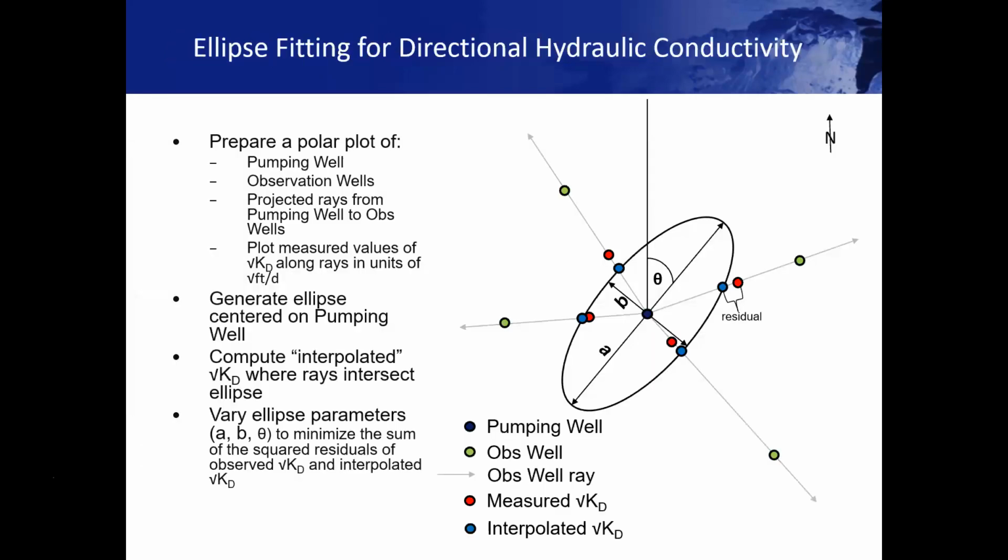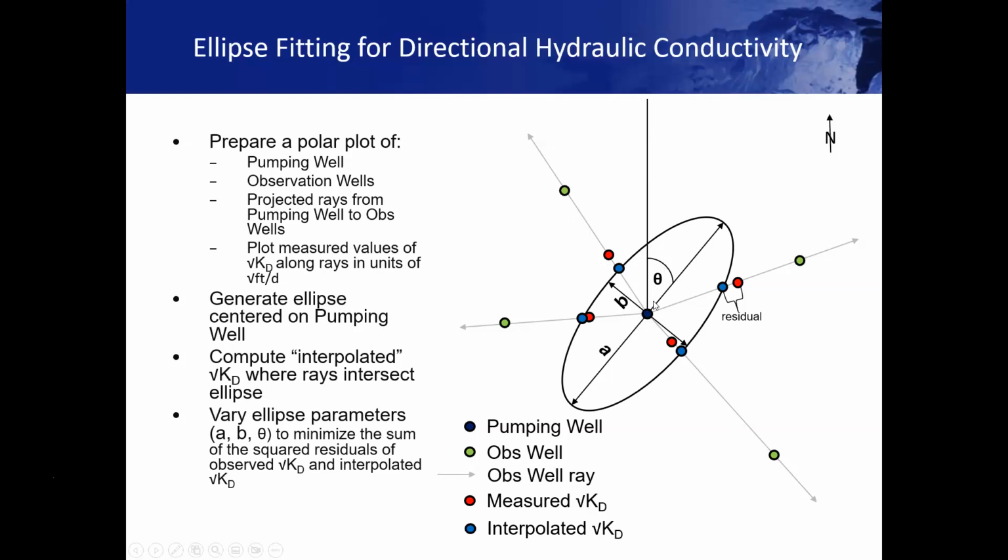And one of the best ways to analyze that is by doing polar plots, to show you what we're doing here. This is the pumping well in the middle in black, and the green circles are the observation wells. And then we draw a ray from the pumping well through each of the observation wells.